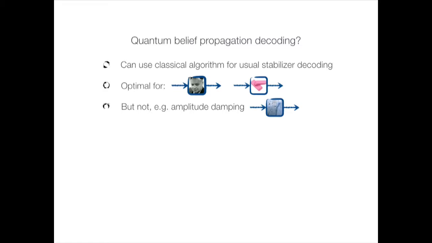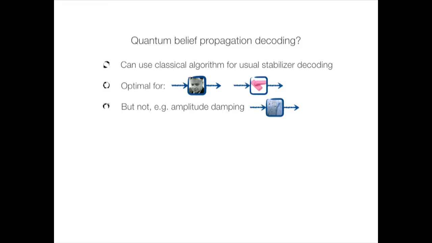So the point is that there's a probability distribution for the different patterns of bit and phase errors, and you want to do inference on this probability distribution. And so the classical algorithm will do this. It's actually optimal for Pauli channels. Here's my little picture of a channel. The input is here, obviously, and this rough line means it's quantum. And there's the output. So it's optimal for Pauli channels and for the erasure channel, this stabilizer decoding. So you can use the classical algorithm for that.